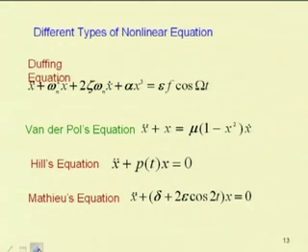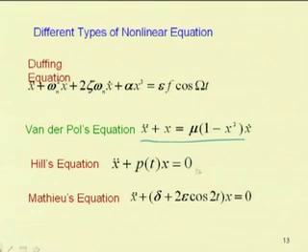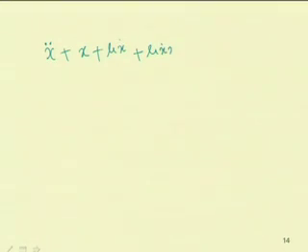Another form of equation one can find in this general system is the van der Pol equation also. In this case one can have x double dot plus x equal to mu x dot minus mu x dot x square. So, if I take the other part to this side, it will be x double dot plus x minus mu x dot plus mu x dot into x square equal to 0. This is the nonlinear term associated with the system.